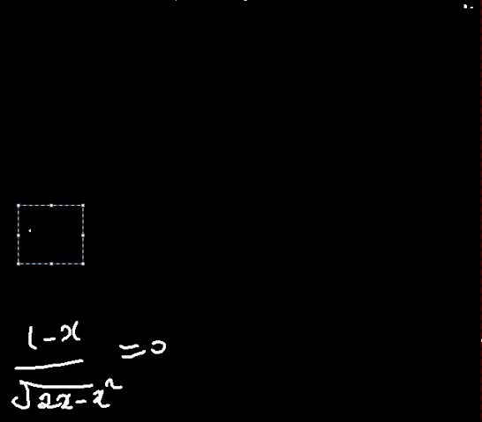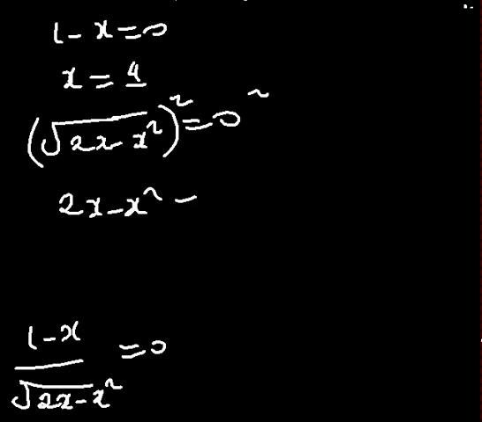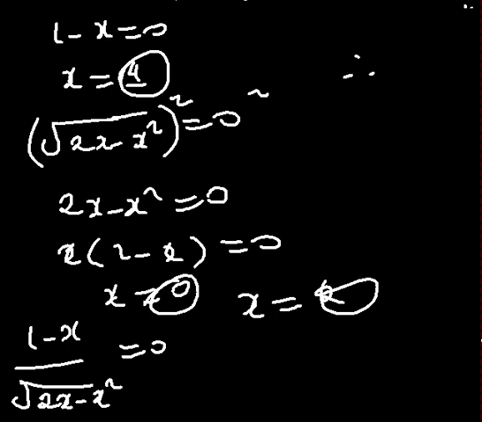Let's see how we can have it. We have 1 minus x equals 0, so x equals positive 1. And the square root of 2x minus x squared equals 0. We introduce a square on both sides to remove the square root, giving 2x minus x squared equals 0. We factor out x(2 minus x) equals 0, and therefore x equals 0 and x equals 2. Therefore the critical values are 1, 2 as well as 0. So that's how you can have it.